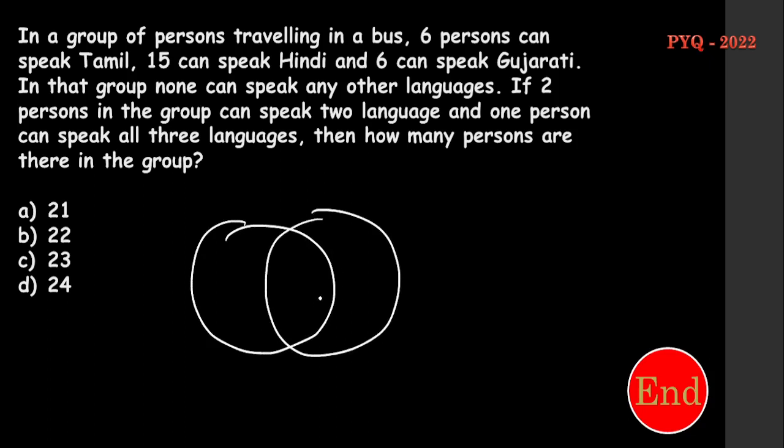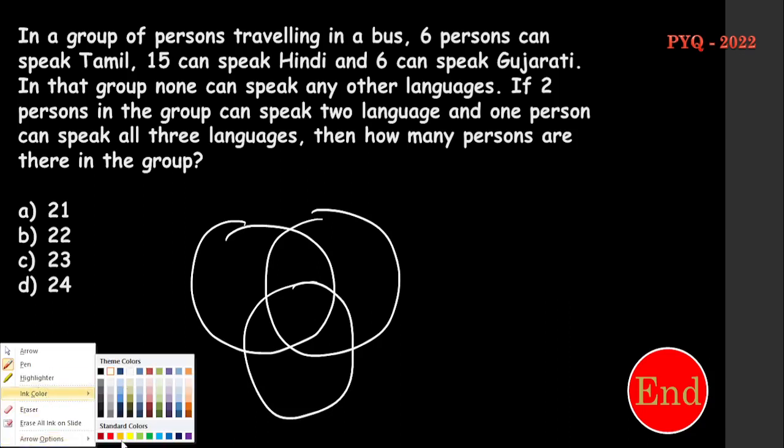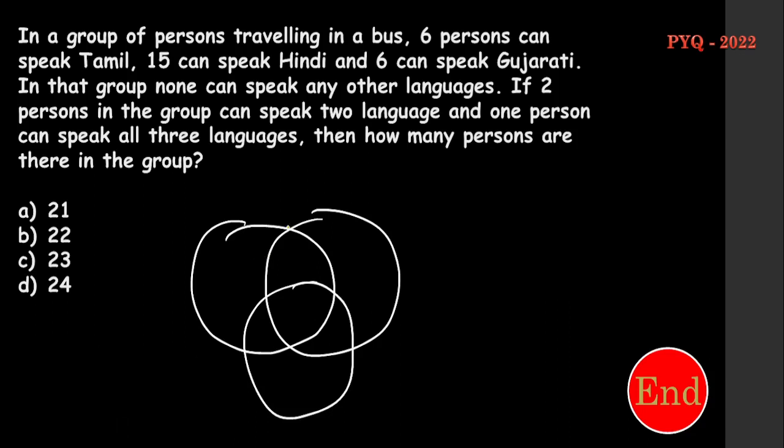Imagine these are 3 circles. Now, all 3 subjects: one is Tamil, then Hindi, then Gujarati. All 3 language speakers is only 1. Two language speakers is 2. For 2 languages, I already told you that we can take Tamil and Hindi. So the remaining is 0.